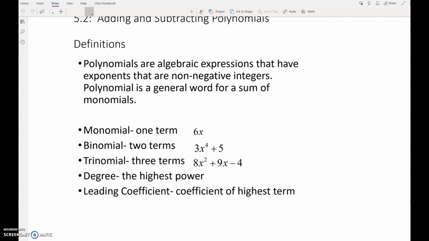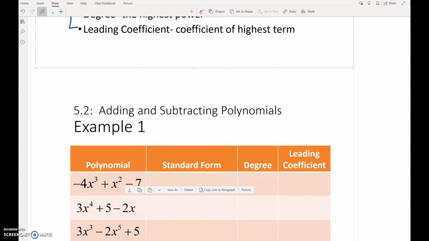And just a reminder, monomials are one term, like 6x. A binomial means two terms. A trinomial means three terms. And we'll talk about these two on the next slide as well. But degree is the highest exponent, the highest power in the polynomial. And the leading coefficient is the coefficient of that term that has the highest exponent. So the number in front of the term with the highest exponent.